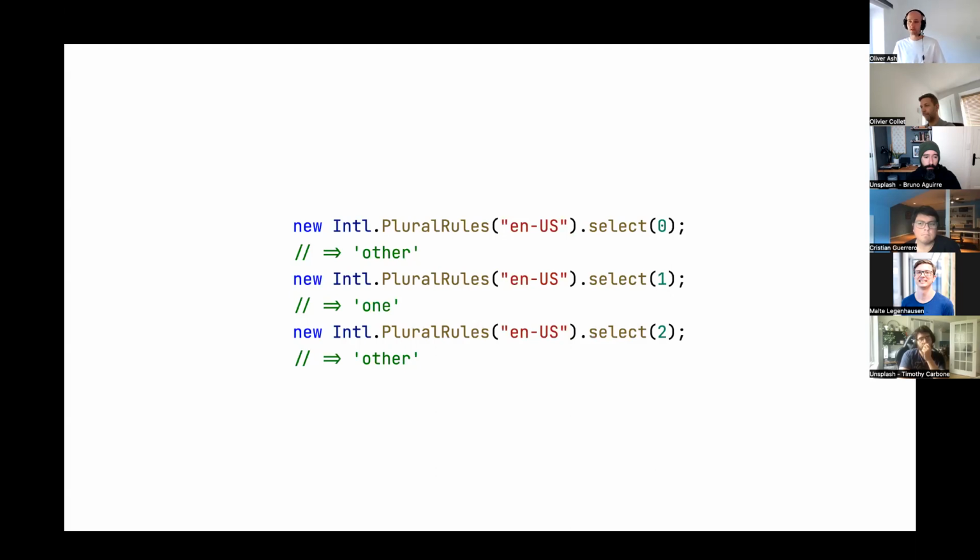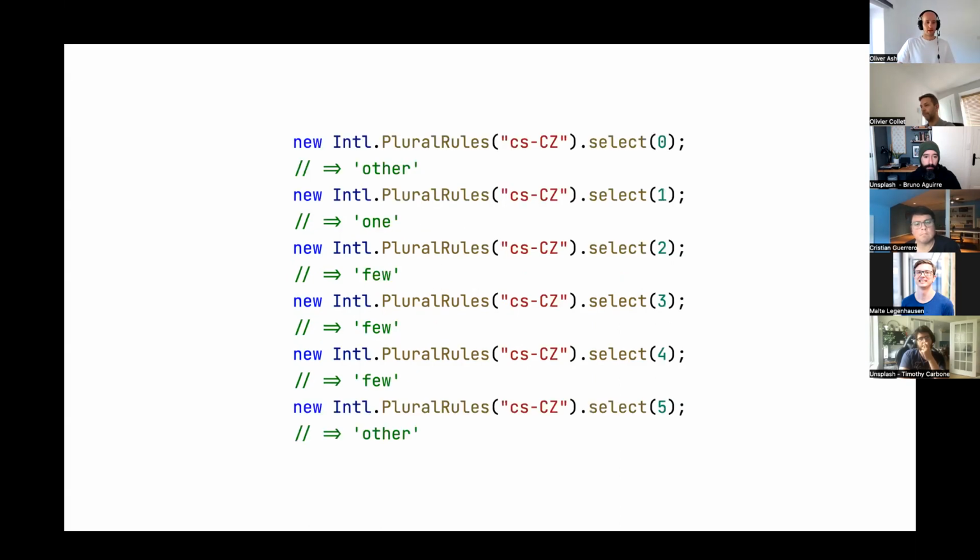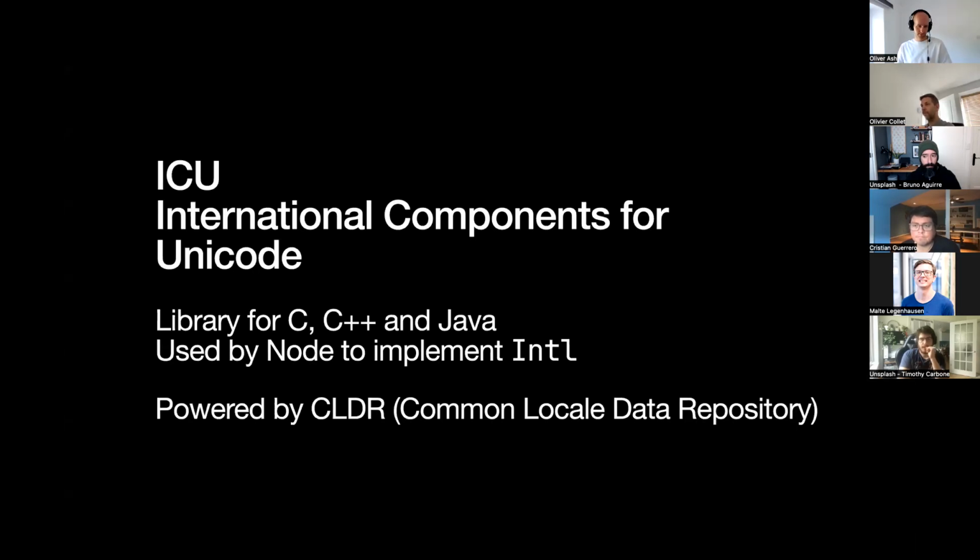Every language has its own plural categories. English has 2, one and other. So one would be one, and then every other number is other. Here we're looking at the same thing, but for Czech, and Czech has 3 plural categories. So you can see when we say 0, it's other. When it's 1, it's one. If it's 2, 3, or 4, it's going to be few. And if it's 5, then it's other. Every language has its own rules about this. I think it's defined in the CLDR, which I'll talk about now.